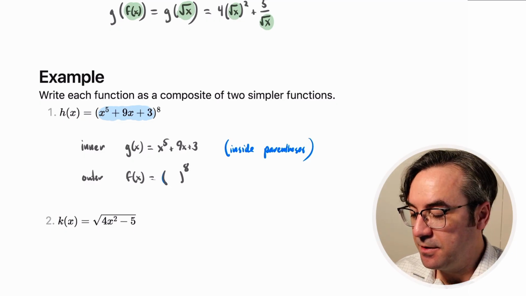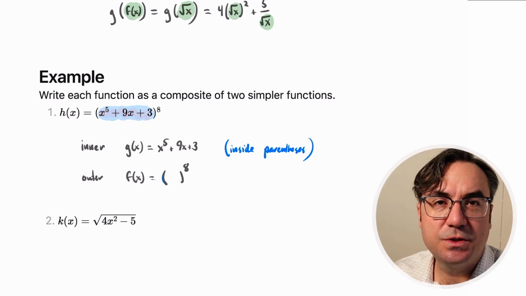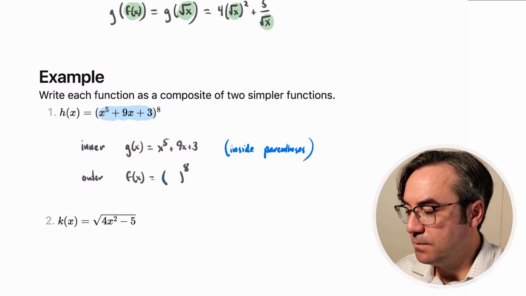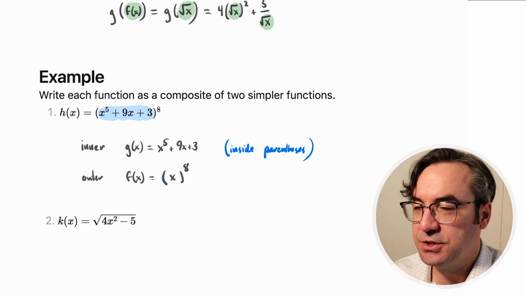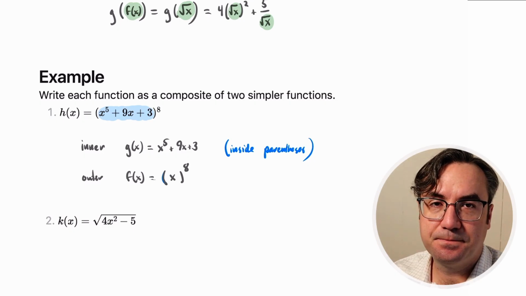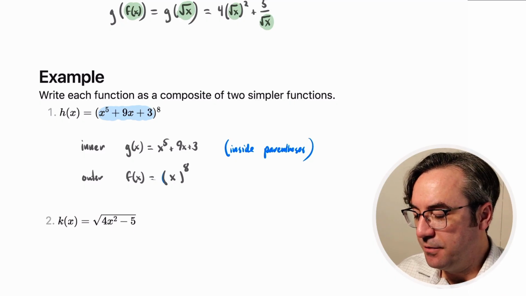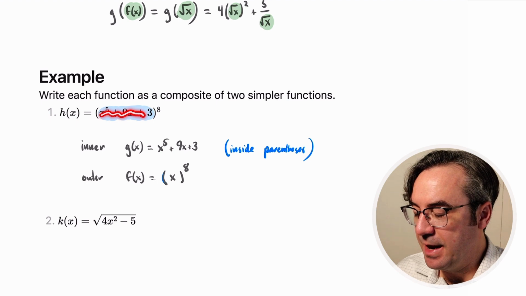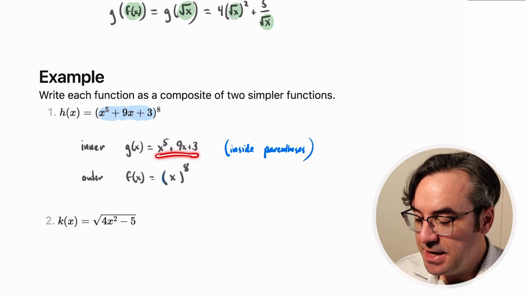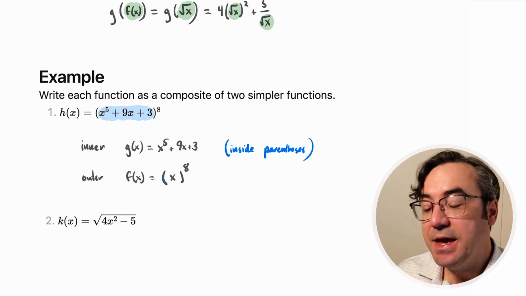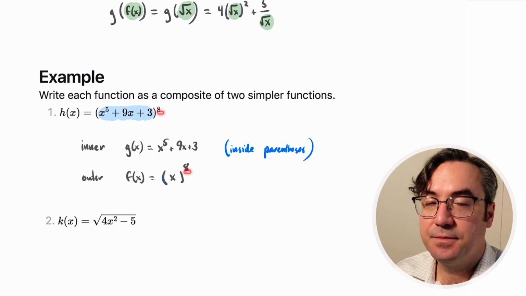And we're just going to make, again, that inner function into a single variable. So we're just going to call that all simply x. So our inner function, the stuff that happens first, is this polynomial. And then the outer function is the power function here.